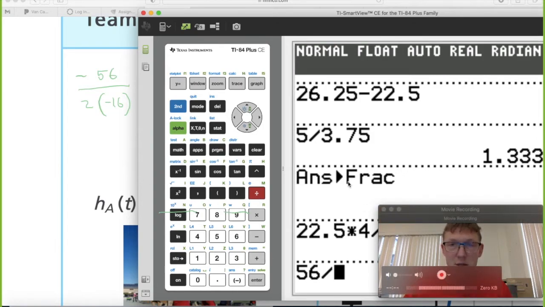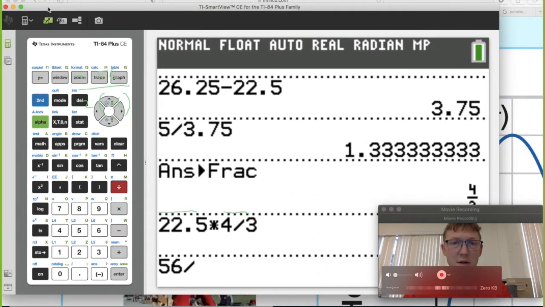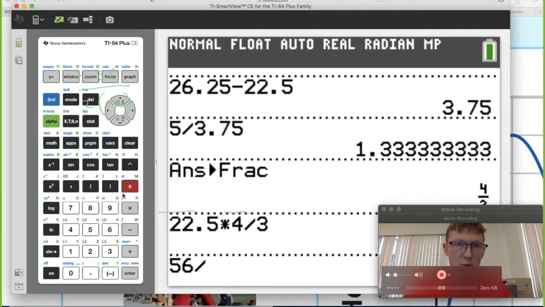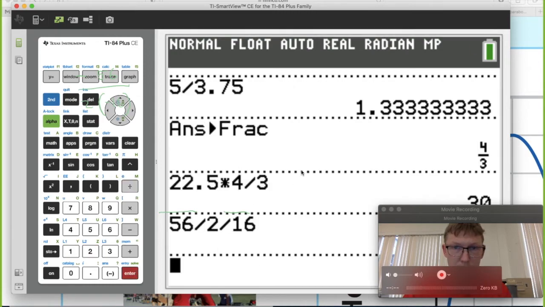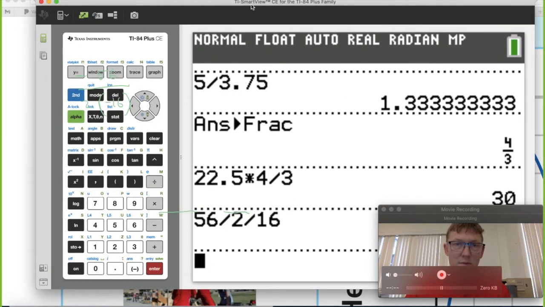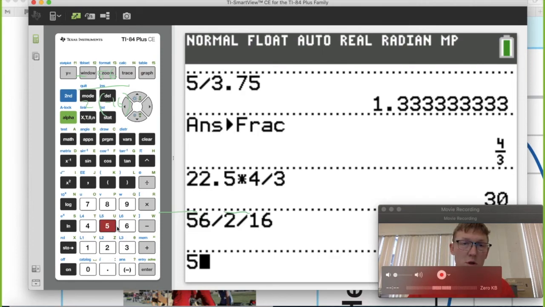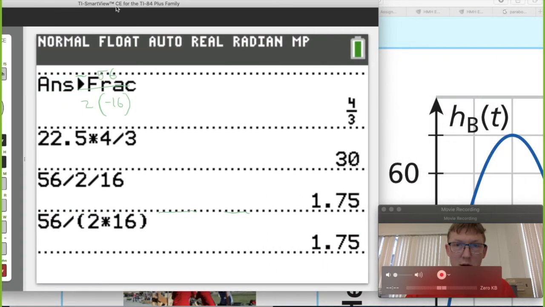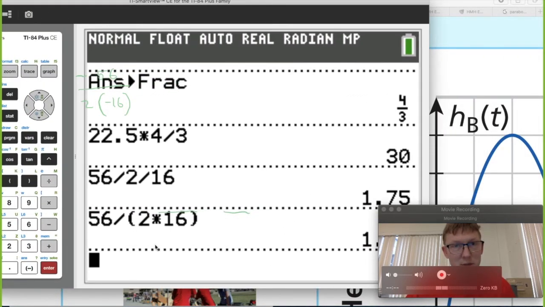So this is a great opportunity to learn how to use your calculator. Notice how it's 56 over 2 times 16. There are 2 ways you can enter that into your calculator. You can do 56 divided by 2 divided by 16, and you get your answer, 1.75. Or you can do it by using parentheses, 2 times 16. Your calculator will do the parentheses first to make sure that happens.